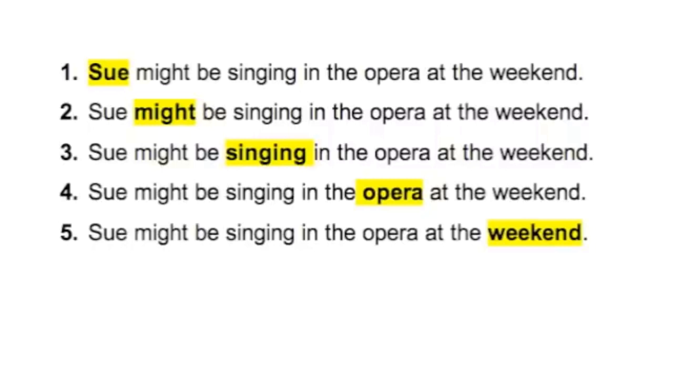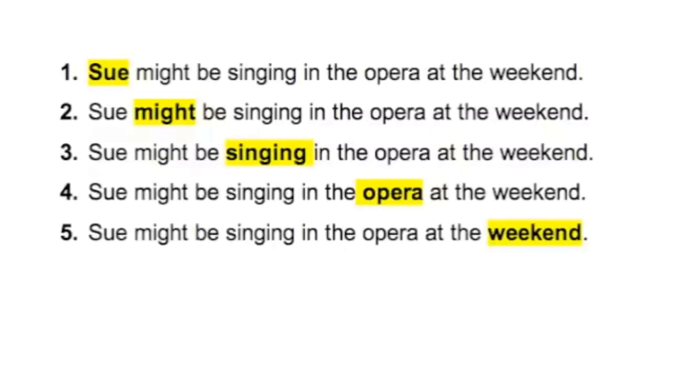For example, which sentence am I saying now? Sue might be singing in the opera at the weekend. Sue might be singing in the opera at the weekend. It's clear, it's sentence number 3, isn't it?